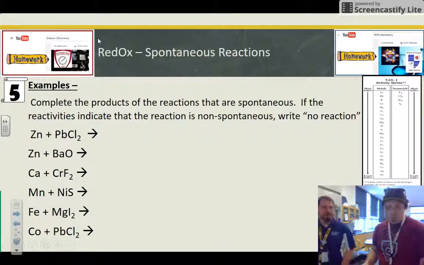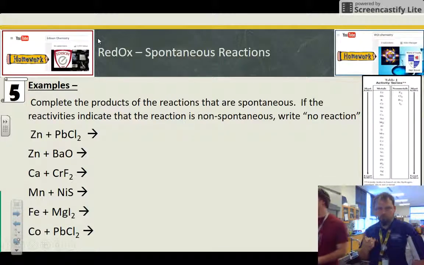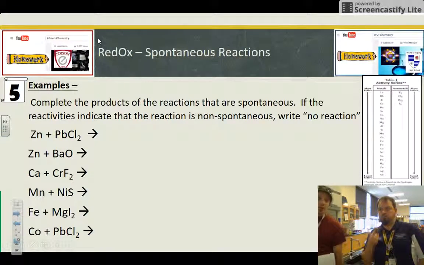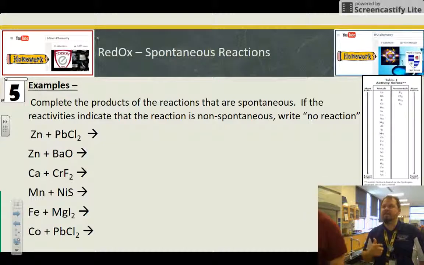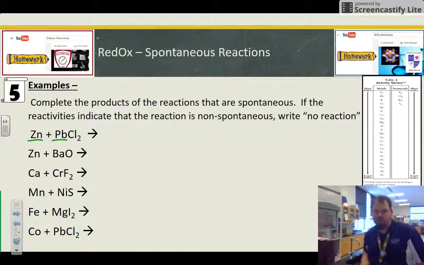I'll start. Complete the products of the reactions that are spontaneous. If the reactivities indicate the reaction is non-spontaneous, write no reaction. First, we've got Zn plus lead chloride. Can you identify the 2 metals for us? Now, using Table J, can we find them? You can find it right on the Smartboard. Zn is somewhere in the middle, underneath Mn. Then where's Pb, above it or below it? Pb is down below. So zinc is more reactive than lead.